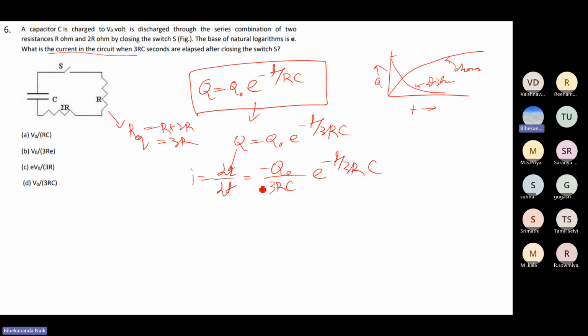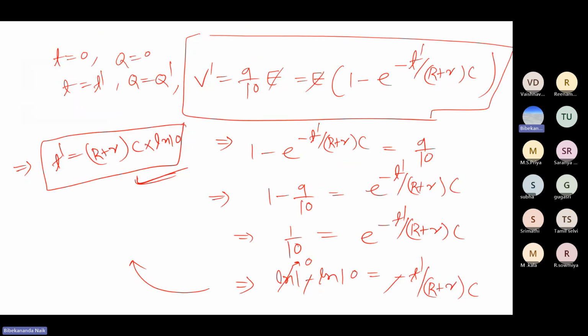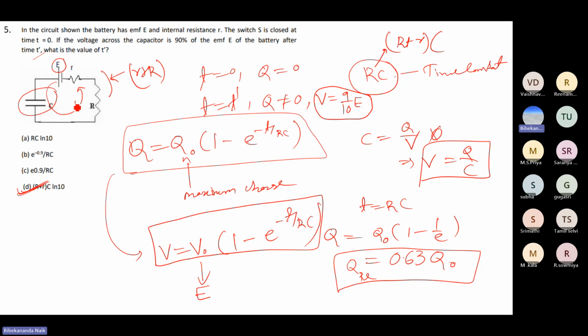But how does the negative sign come? Actually, what does the negative sign imply? If you see in the previous question, the current was flowing in this way. This was the current, but when there is no power supply here, the capacitor will drive the circuit in the opposite direction. So that's why the current in both cases will be the same.